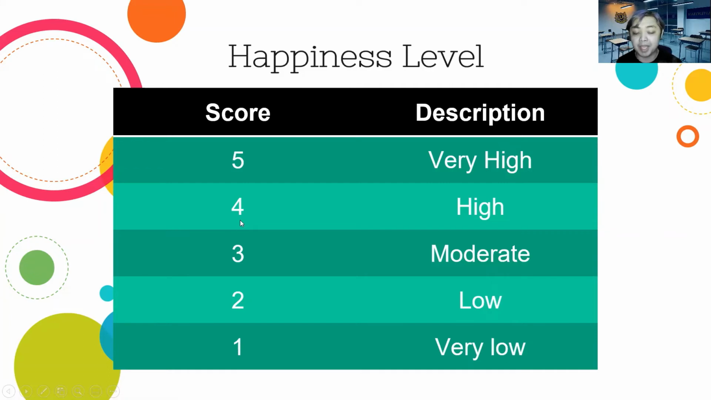Pwede ba nating sabihin na 4 times happier si very high than very low? We can't. We can only say that very high is definitely higher than very low because the score is 5. But how high is it than the other categories or descriptions? We cannot tell. We can just simply know the order.